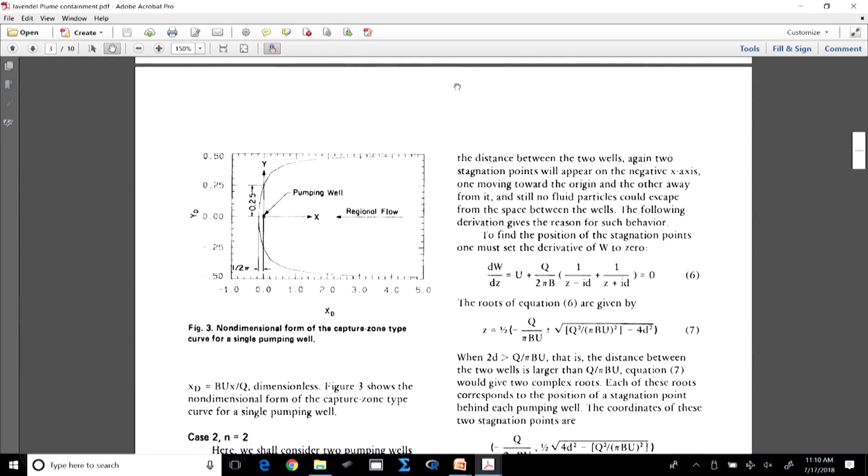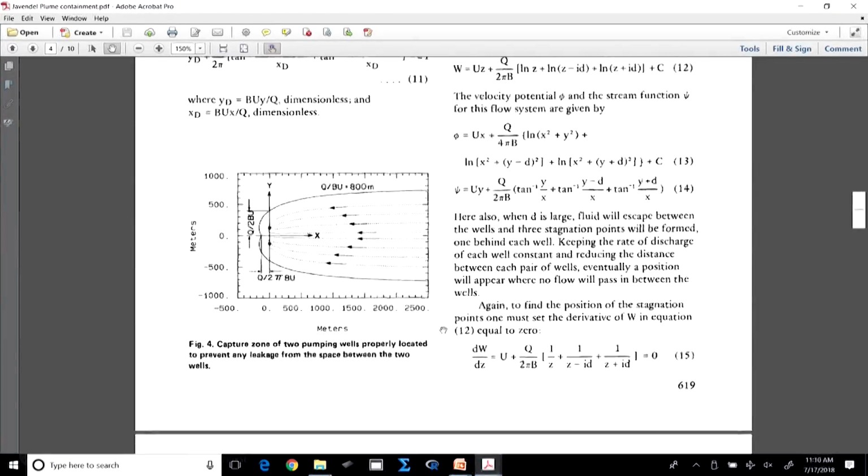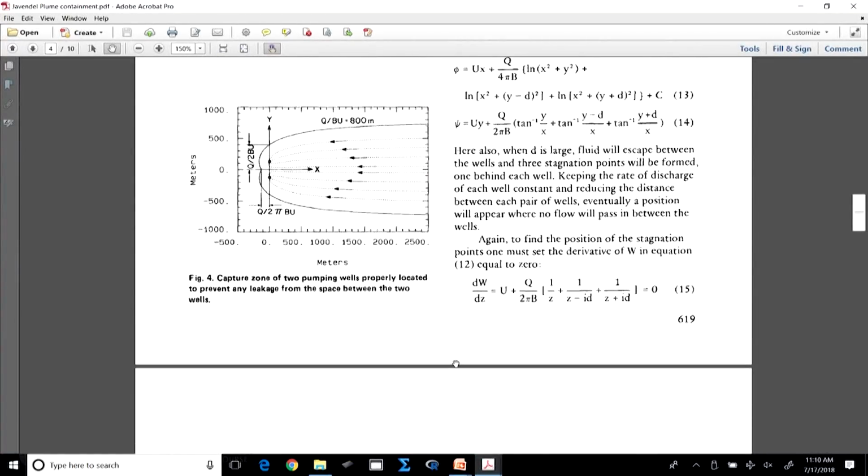So, how do I go about getting that done? Here we look at a different case, when I have two wells. The width of the capture zone from the center line is Q by BU, and the center line between these two wells needs to be located at a distance of Q by 2 pi BU, let us say. Let me try to put that up in here.